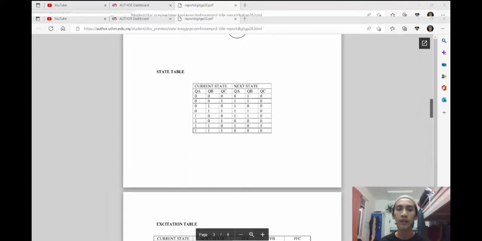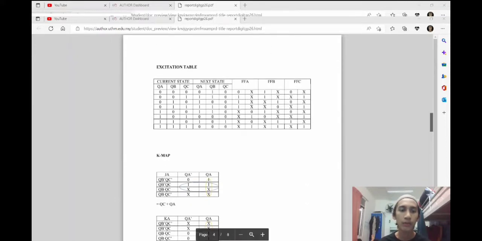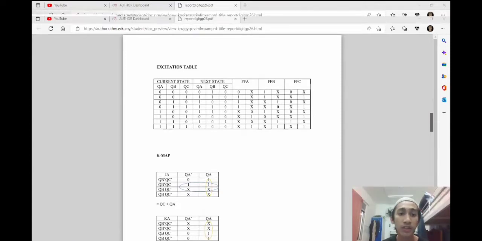Okay, for the next state, we have QA is 0, 1, 1, 1, 1, 0, 1, 0. For QB, 1, 1, 0, 1, 1, 0, 0, 0. For the QC, 0, 0, 0, 0, 0, 0, 1, 0. That's all for the state table, and I will move to the excitation table. For our excitation table, we have current state, next state, flip-flop A, flip-flop B, and flip-flop C.